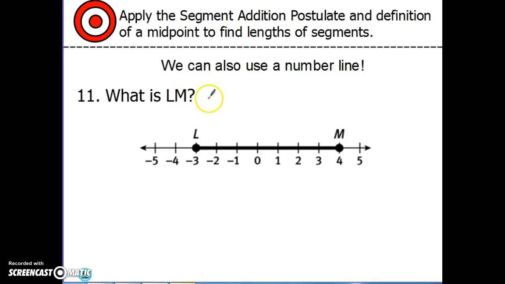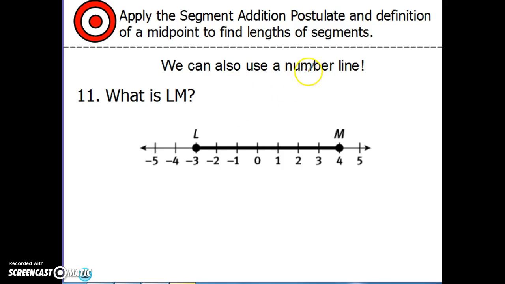All right, welcome back, geometry. So this is part 2 of the lesson. In the first part, we learned how to use the segment addition postulate to solve problems, as well as set up equations in order to solve for an unknown. In this lesson, we're just going to touch briefly now on what we can do with a number line.